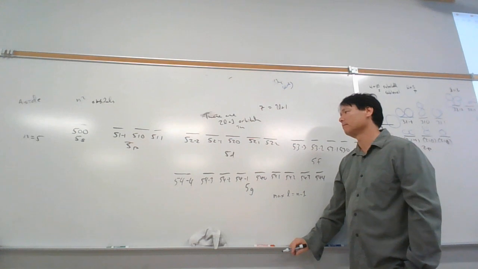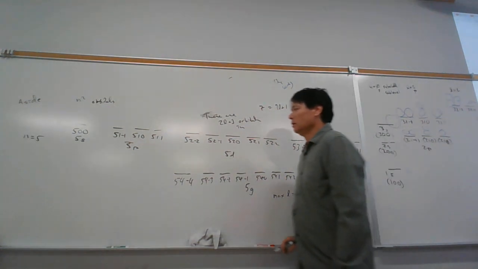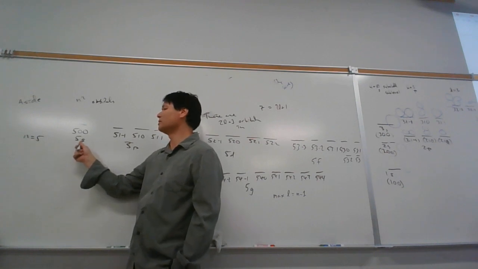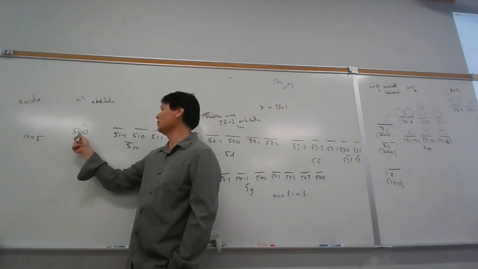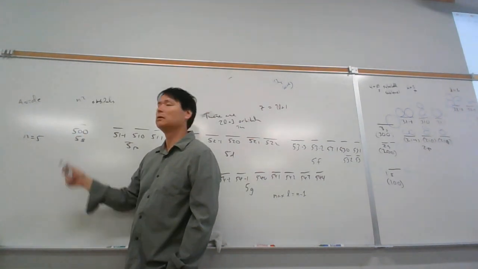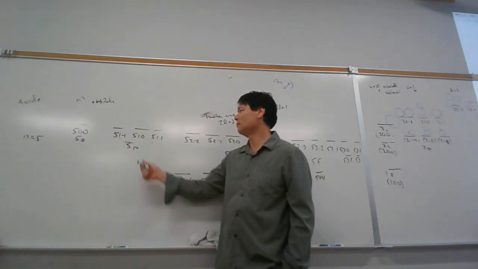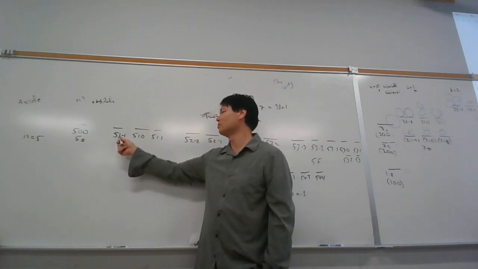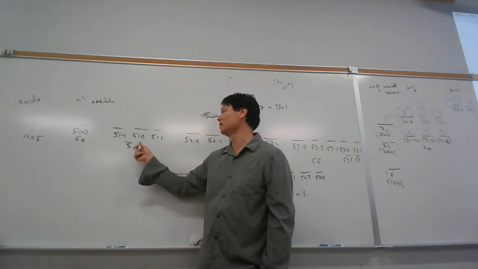So wait, there are 2L plus 1 orbitals in what? In each subshell. So let's go to this 5s subshell. How many orbitals are there? Well, it's 2L, L's 0, so 2 times 0 is 0 plus 1 is 1 orbital. In the 5p, how many orbitals are there? There's 2L, L's 1, so 2 times 1 is 2 plus 1 is 3.